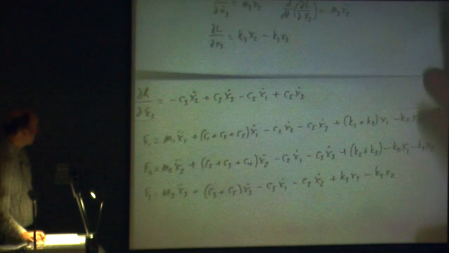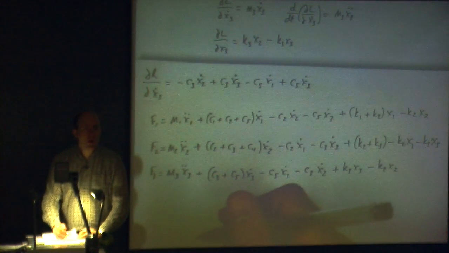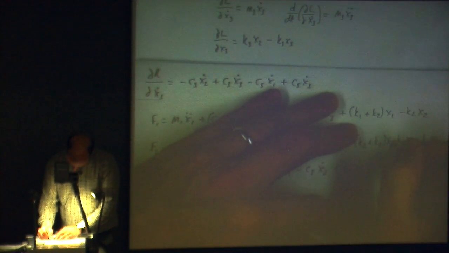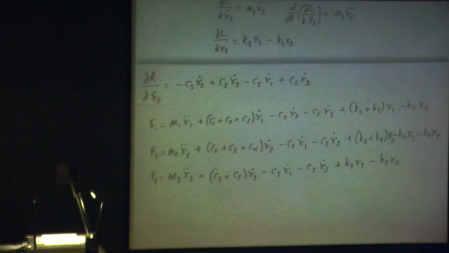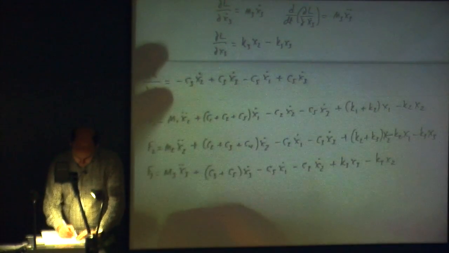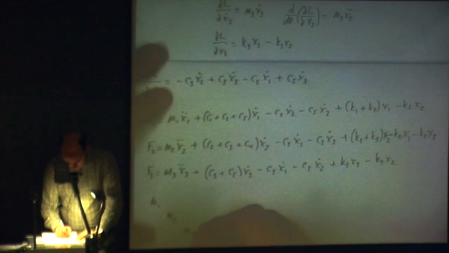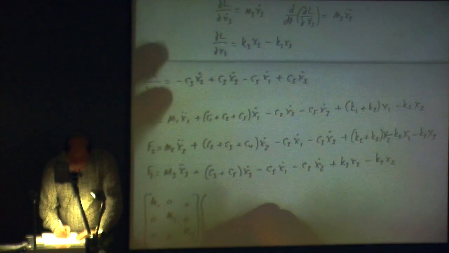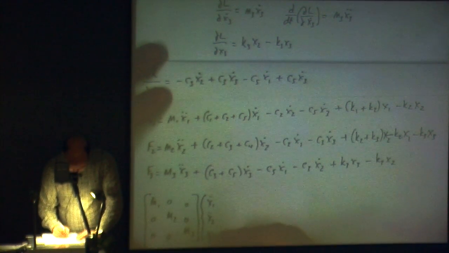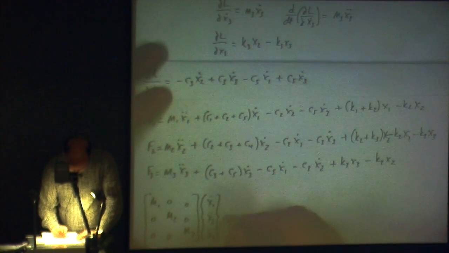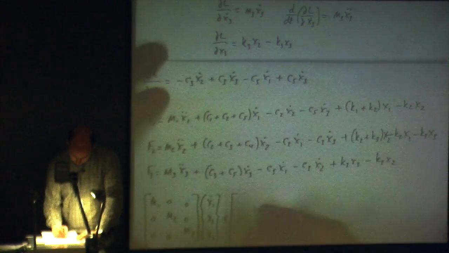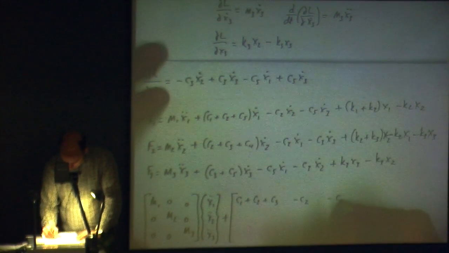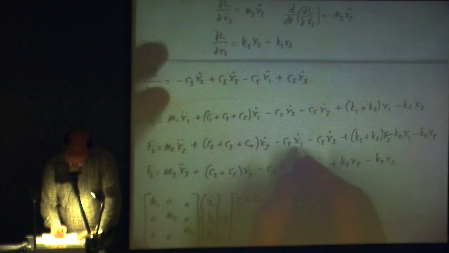And the way I've written these equations means that I can write them in matrix form. Yes? Does indeed. Thank you. So, in matrix form, we've got M1, M2, M3. Minus C2.